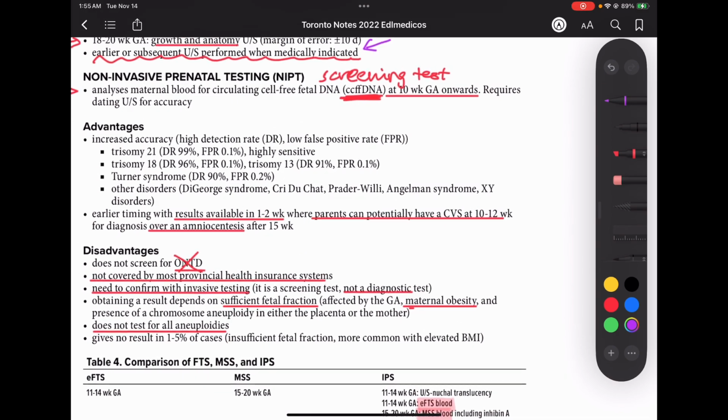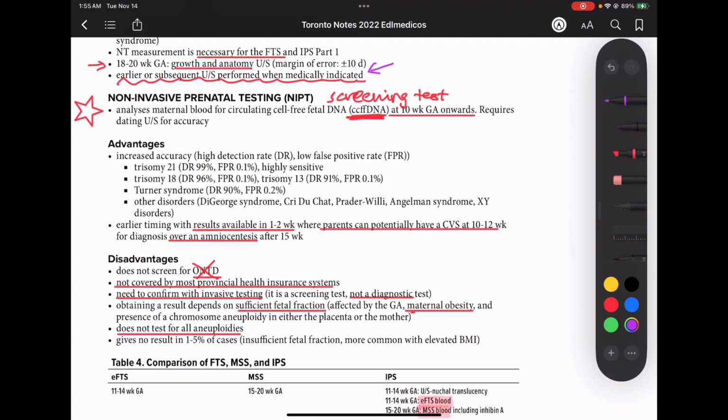It is totally non-invasive. We're not going to go and disturb the baby in the amniotic fluid. We're going to take maternal blood and analyze it for circulating cell-free fetal DNA at 10 weeks of gestation and onwards, right? And what we can do is accurately find out any changes, because we would find cell-free fetal DNA. Fetal DNA is all we need, but there are some disadvantages to it too.